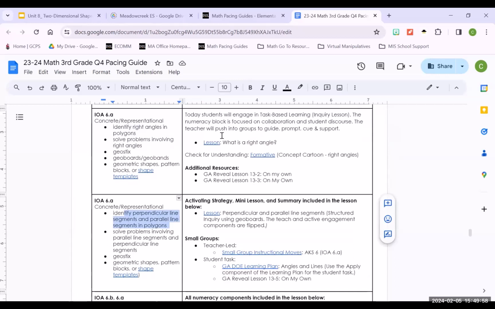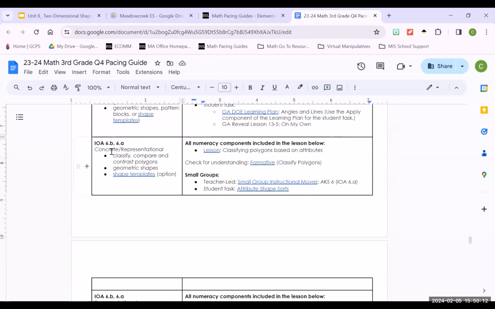Learning about right angles is anchored in a task-based lesson, and the perpendicular and parallel line lesson is anchored in a structured inquiry lesson. We then shift into IOA 6B, where students make application of the attributes they've just learned about and using those attributes to classify and compare polygons. Students determine which polygons can be classified as having the same attribute.